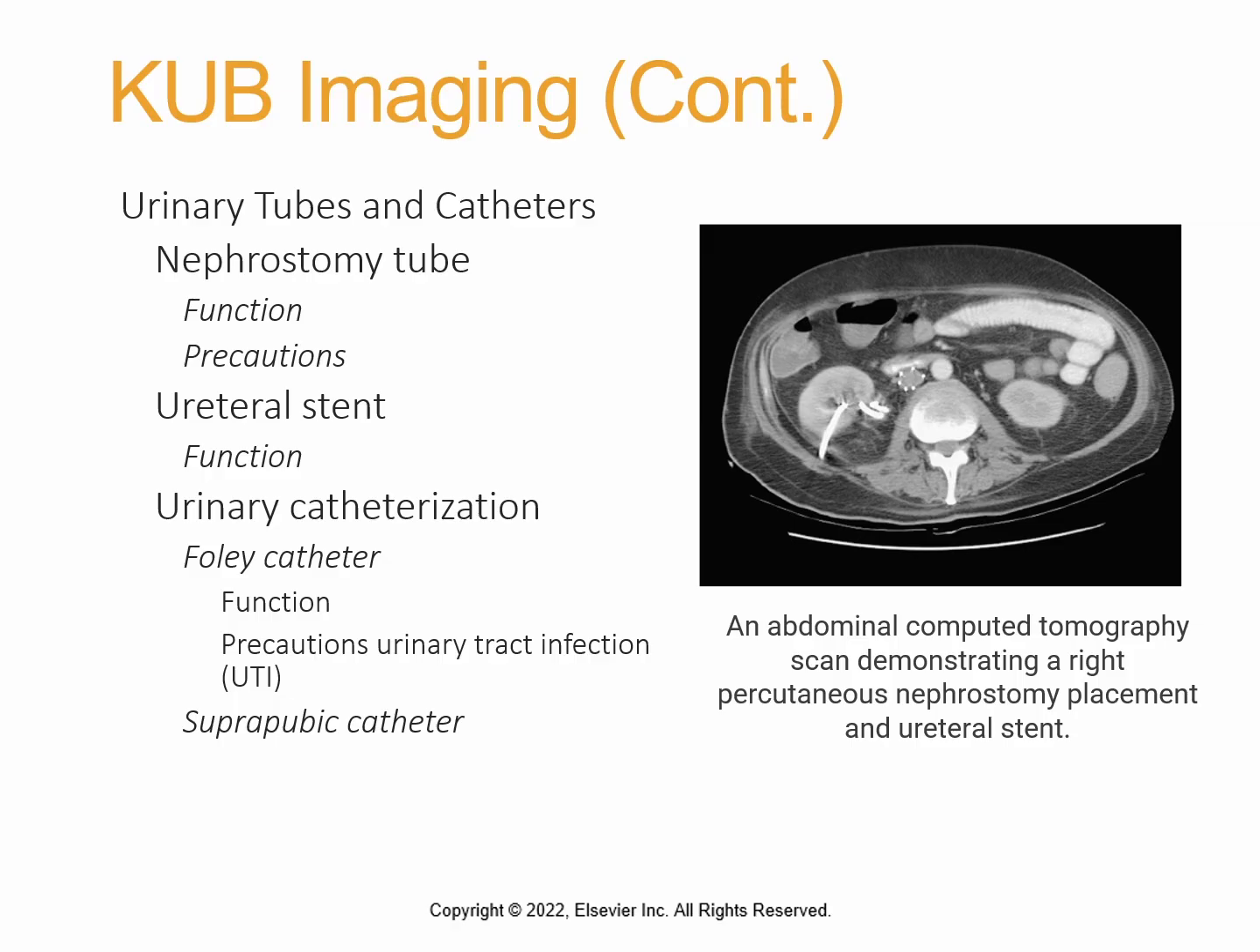Foley catheters are the most common indwelling urinary catheter. They are placed using sterile technique. Precautions to be taken are to prevent UTIs. Suprapubic catheters are used for those who require long-term catheterization. Instead of a catheter being placed through the urethra, a puncture is made through the skin and muscle into the bladder, just above the symphysis pubis.